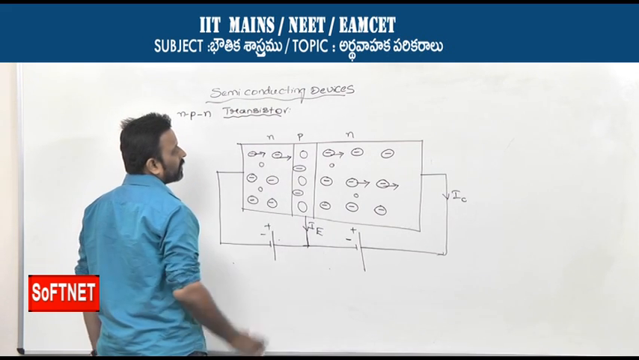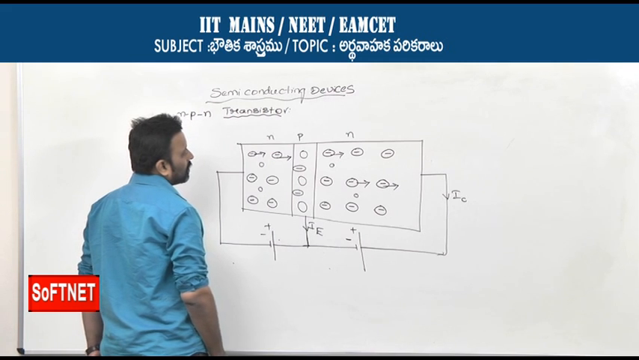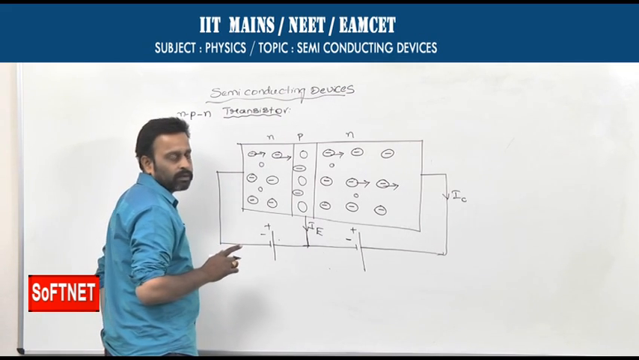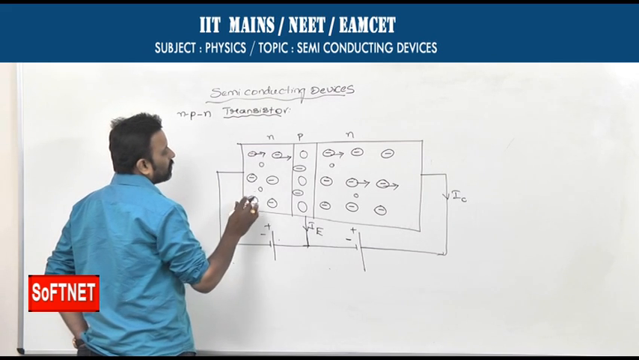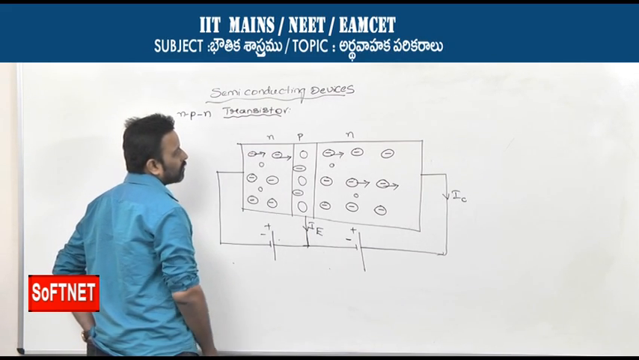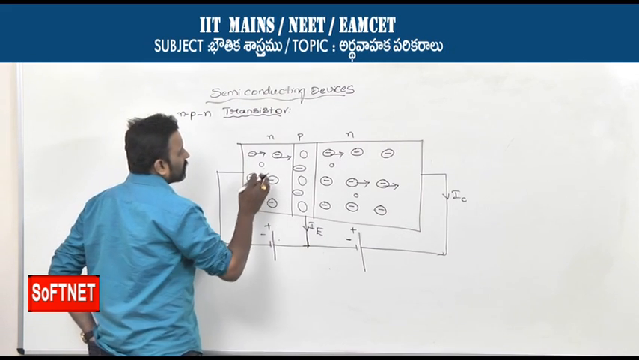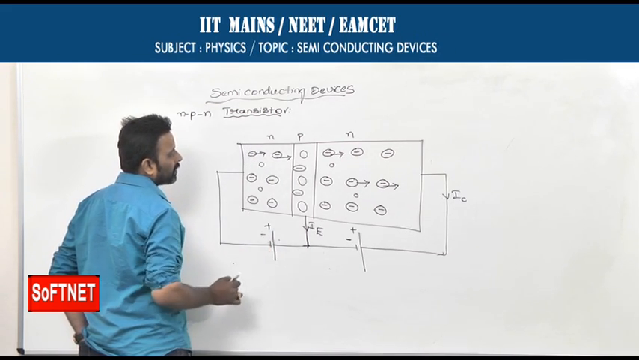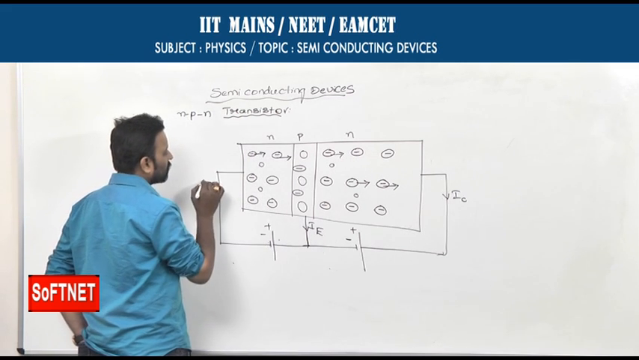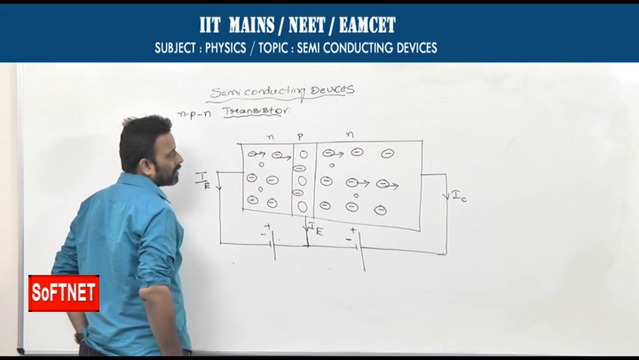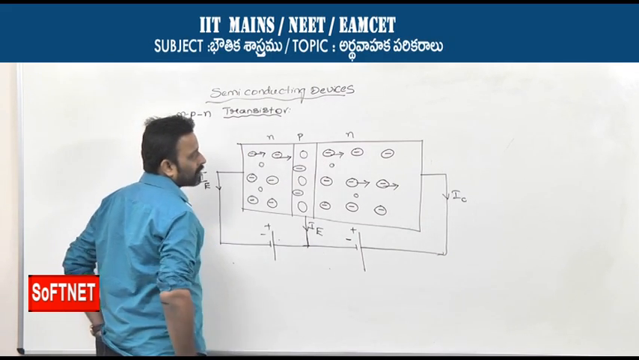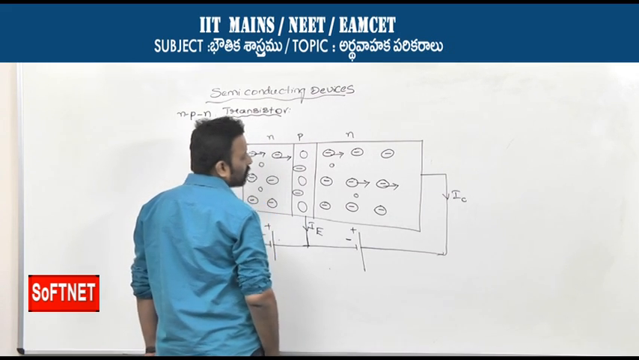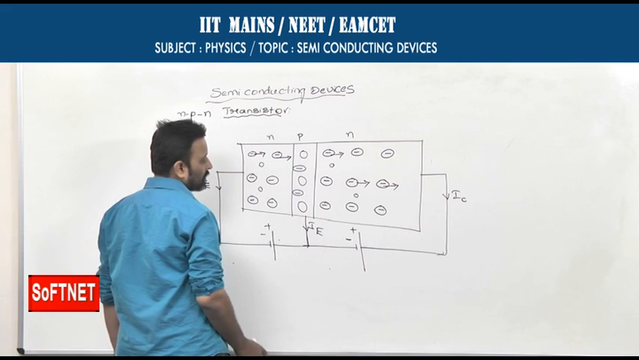Since this emitter n-type is a heavily doped region, as if one covalent bond breaks, as I told you just now, one electron and one hole will be liberated. For suppose if 100 covalent bonds break, 100 electrons and 100 holes are liberated. Those 100 electrons in this emitter n-type are attracted by the negative polarity. They move towards this negative terminal, giving a large emitter current. The electrons then enter into collector. All these electrons are attracted by the positive polarity, move towards the positive terminal, giving a large collector current IC.